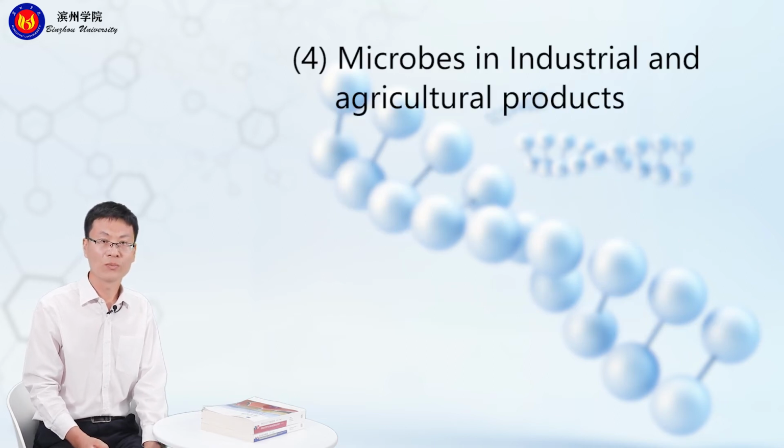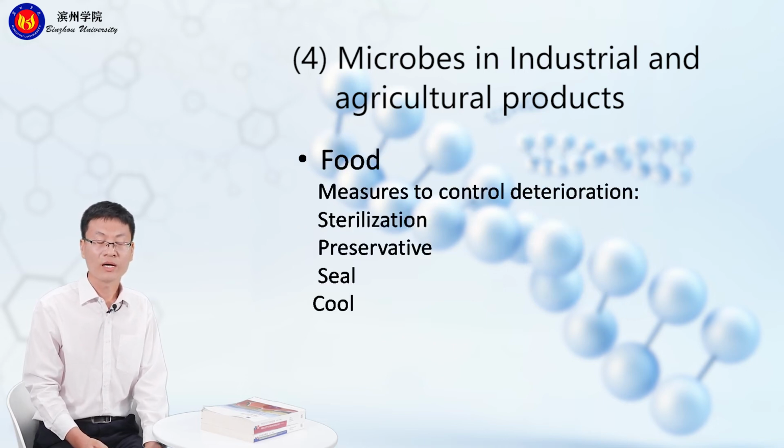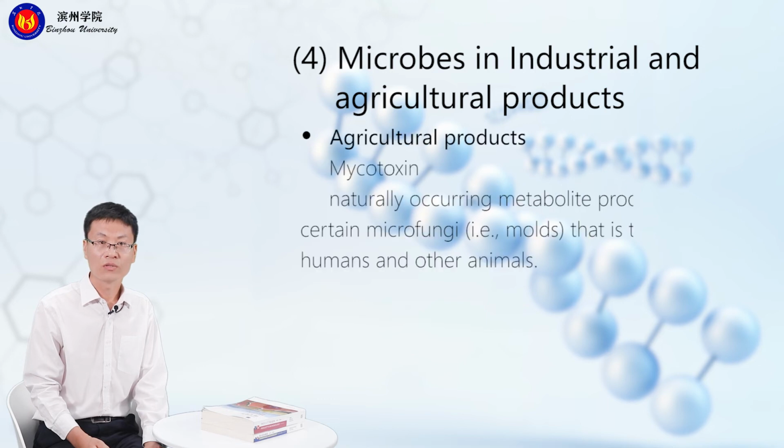Fourthly, microbes in industrial and agricultural products. Microbes classified within this category refer to those which can lead to deterioration of material and food, and those present in agricultural products. Sterilization, preservative, seal, and cooling are useful measures to control deterioration.